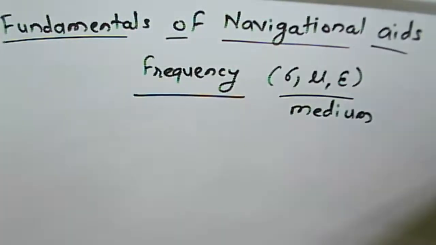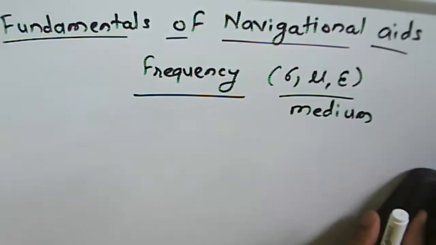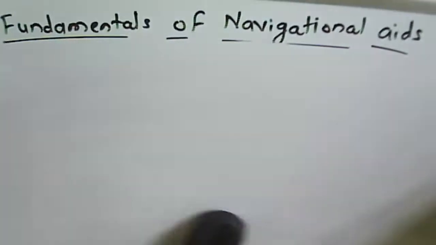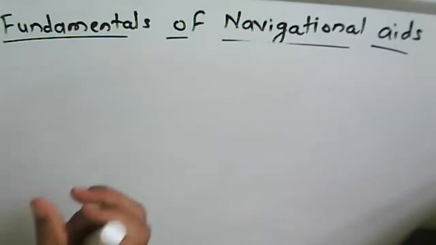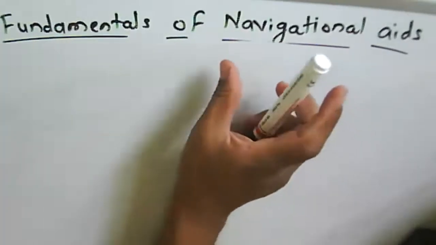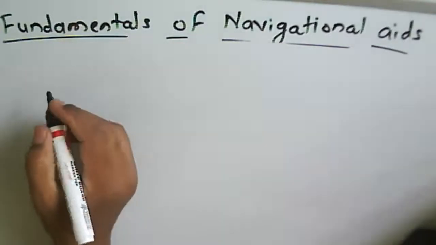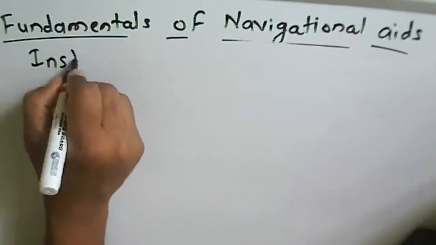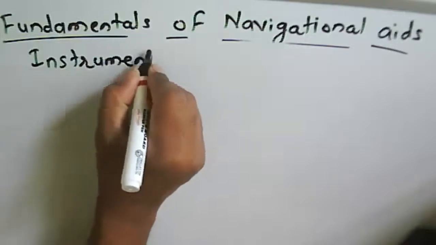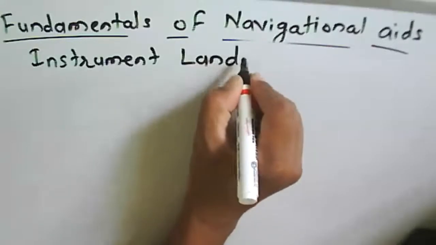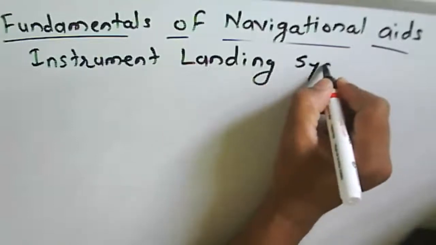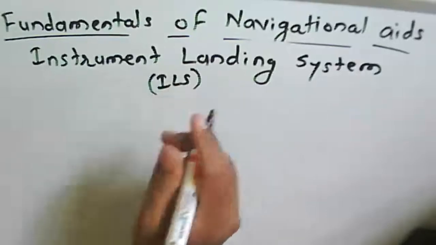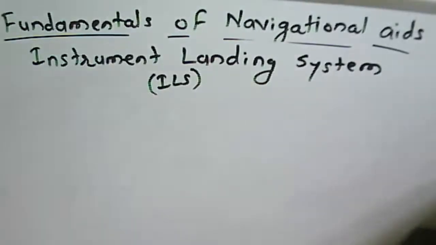Now, in navigational aids, what are the various navigation systems to be considered there? We will consider first a navigation technique that will be useful in radar navigation systems, one of which is called the Instrument Landing System, or ILS. And this one is useful in aircraft navigation.